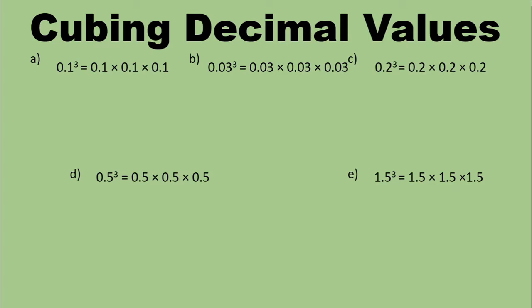So 0.1 cubed is the same thing as 1/10 cubed, because that 1 is in the tenths position. So writing that as a fraction, I would write 1 over 10 cubed is 1 over 10 times 1 over 10 times 1 over 10. I know 1 times 1 times 1, that's easy. And 10 times 10 times 10 is 1,000. So that's 1 over 1,000. But as my question was written in decimal form, I want to write my answer in decimal form. 1 over 1,000 is the same thing as 1 thousandth, 0.001. On to question B.